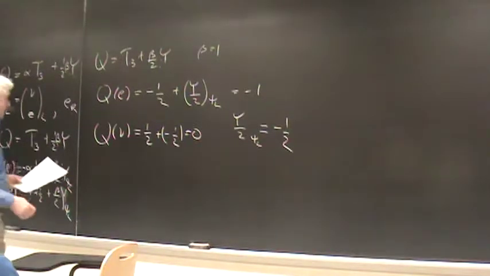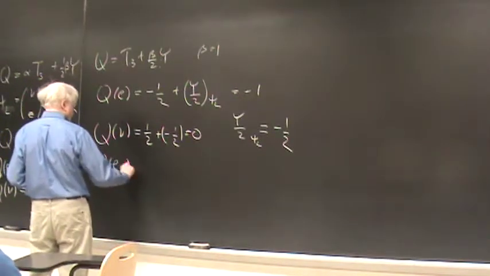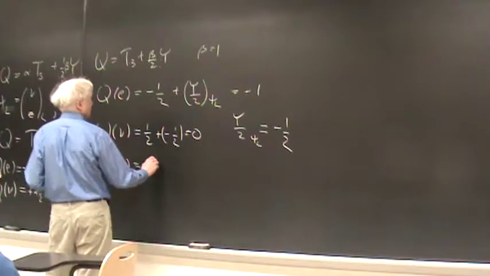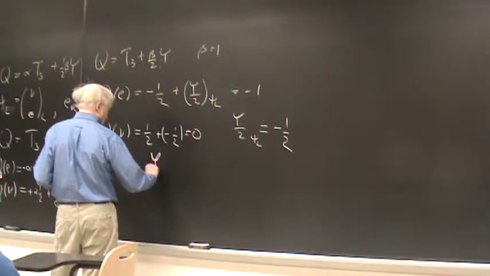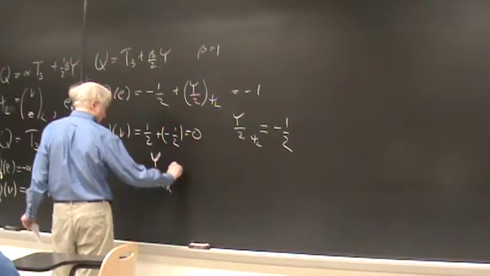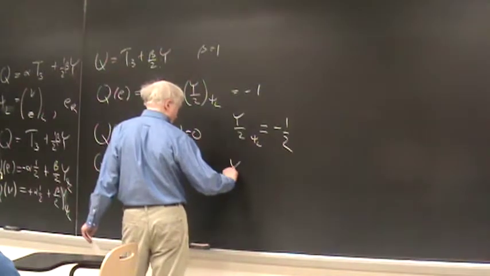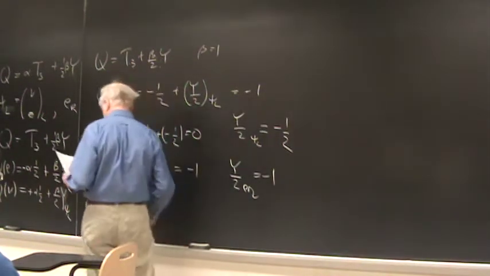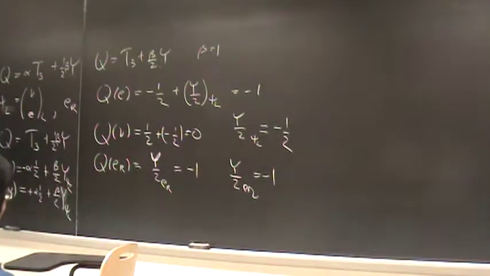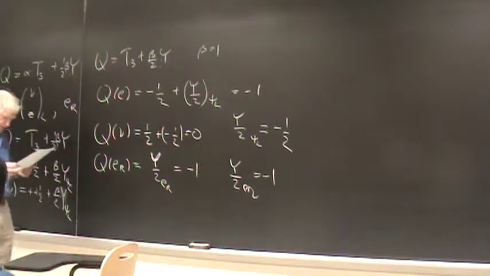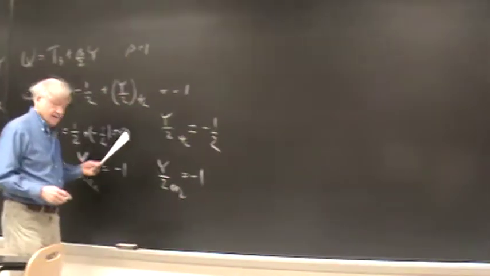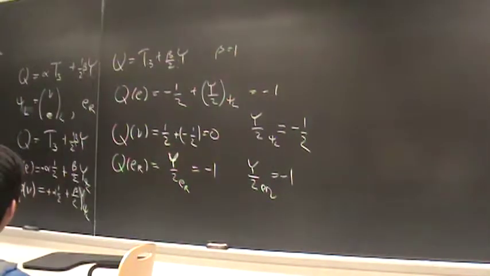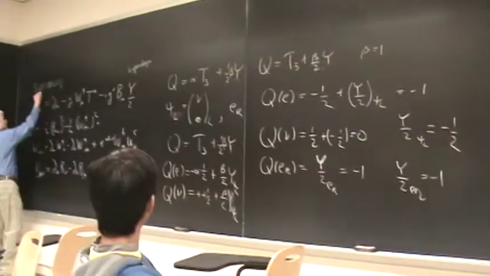Okay. Now, what about ER? Well, Q of ER causes minus 1. And Q of ER is just going to be y over 2 for E sub R. And that's got to be minus 1. So y over 2 for ER is just minus 1. And this is because the T generators don't care about the right-handed fields? That's right. The T's aren't acting on the right-handed fields at all. All right. It's SU2 left cross U1. And that's my fault here. I should have put this L there.